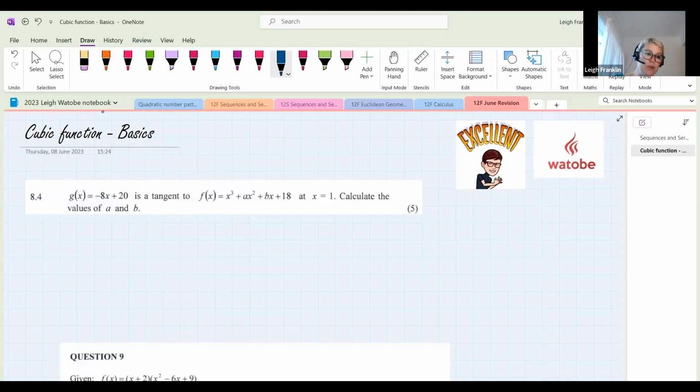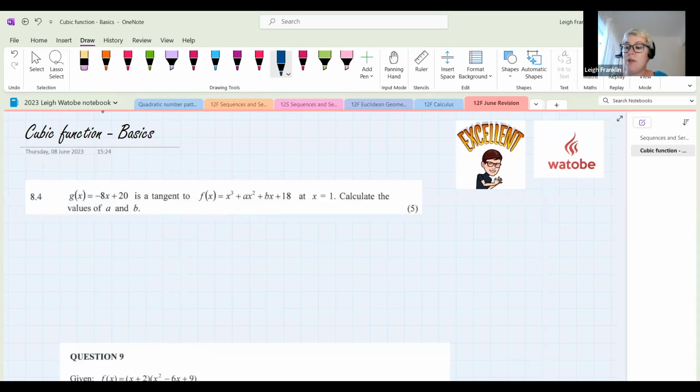So tonight we're going to do some revision of the cubic function, just the basic stuff, not the more complicated questions, but don't worry, we will do those throughout the year so that by the time trials and finals come around, you will be completely ready.